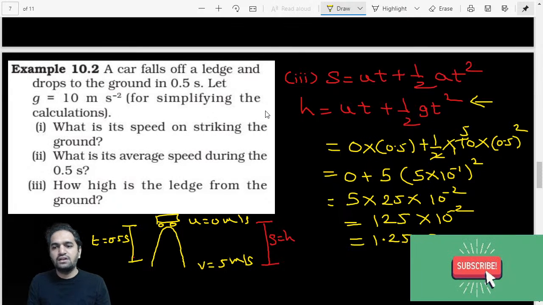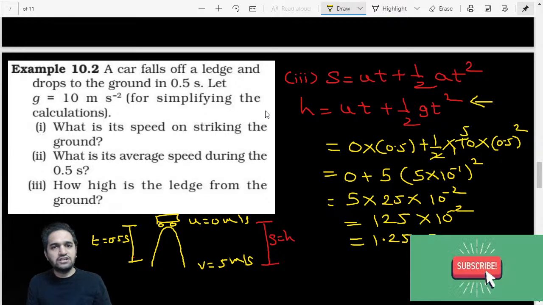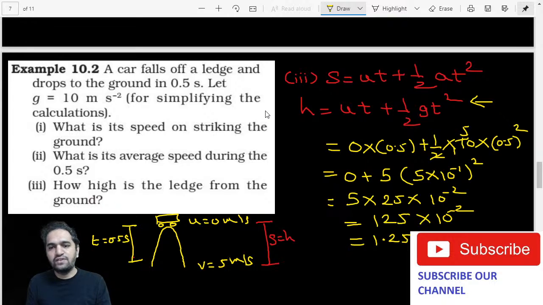Correct? That minus 2 means we have to shift the decimal point, so 125 times 10 to the power minus 2 becomes 1.25, so the answer is 1.25.